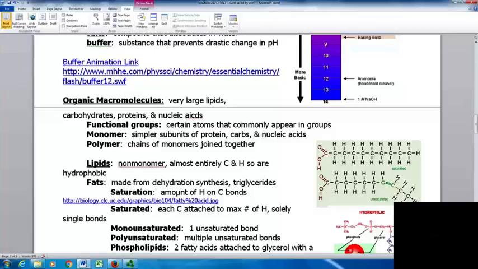The monomer is going to be the simpler units that make up these larger organic macromolecules. So we have subunits of proteins, carbohydrates, and nucleic acids. The polymer is going to be the chains of monomers joined together. If you think of the monomers like being individual Lego pieces, the polymer is the structure that you build with the Legos.